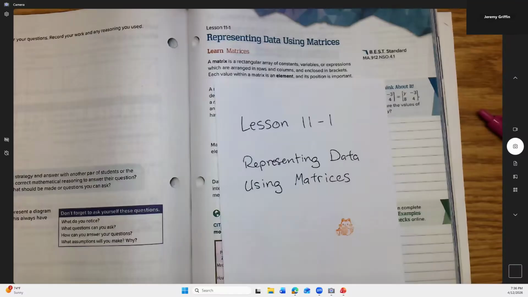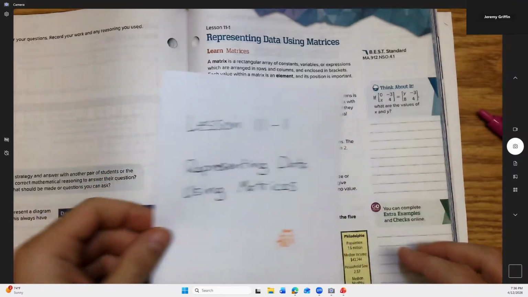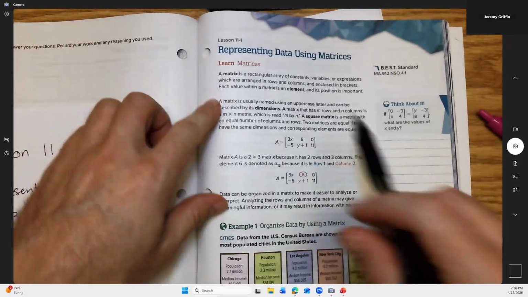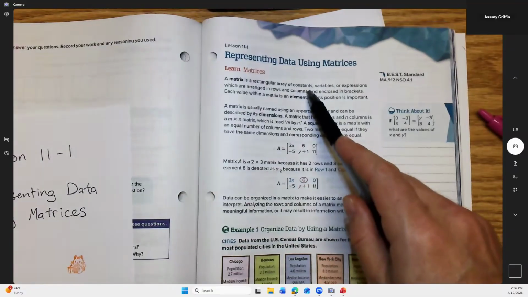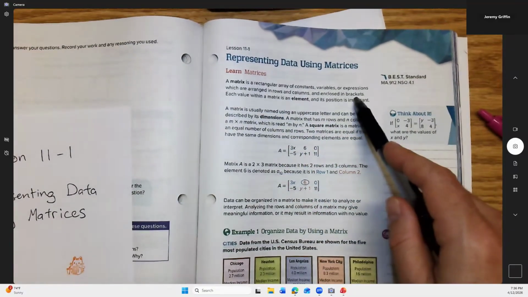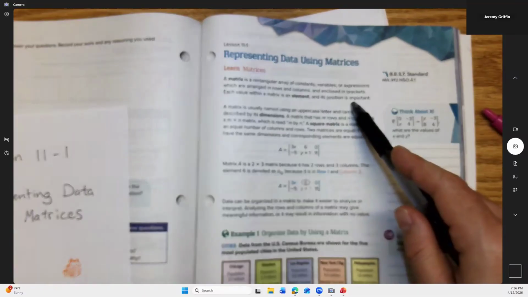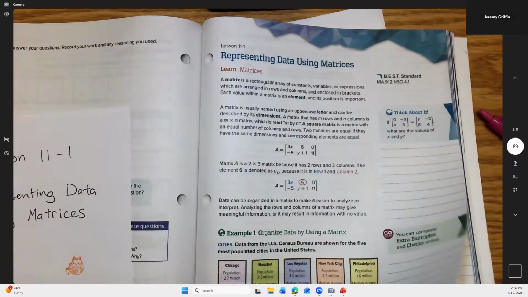Lesson 1-1, representing data using matrices. So now we're in module 11. What is a matrix? It's a rectangular array of constants, variables, expressions arranged in rows and columns, enclosed in brackets. Each value within a matrix is an element, and its position, so this is important, tells you something.